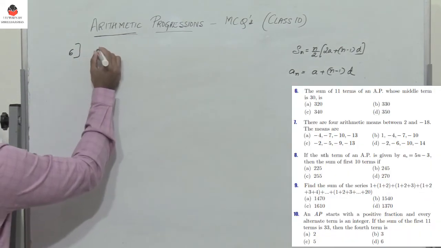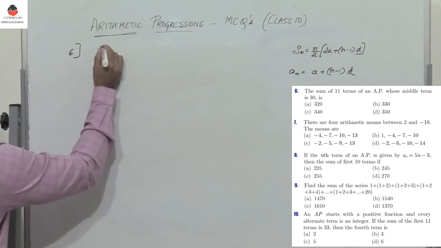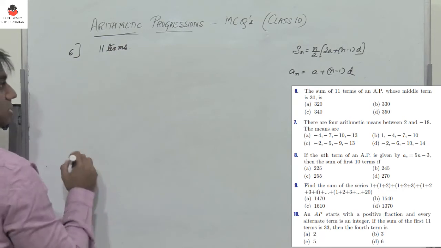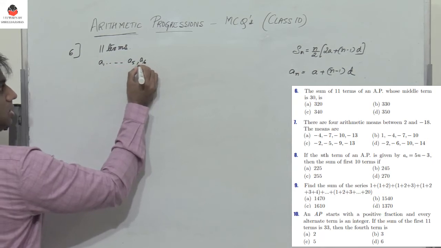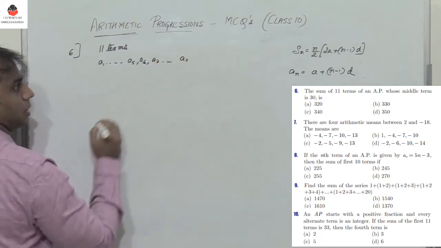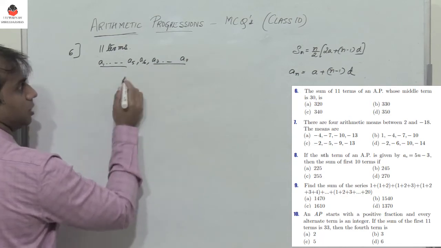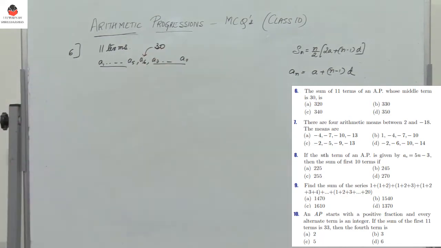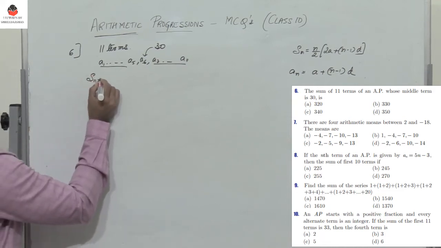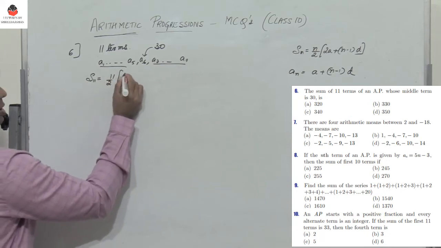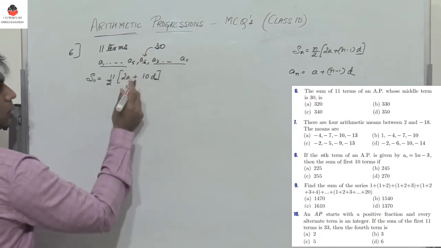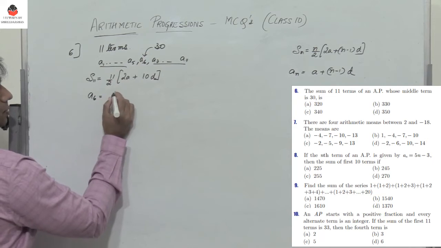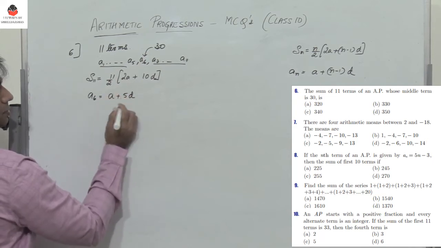The sum of 11 terms whose middle term is 30 is. So you have 11 terms. The middle term is 30. So if I have 11 terms, A1 to A5, A6, A7 to A11, so I have 5 terms here, 5 terms here. The middle term is A6, which is 30. So we need to find the sum of all the 11 terms. So what is S11? N by 2, 11 by 2 into 2A plus 11 minus 1, which is 10 into D. Now what is A6? A6 equals A plus 5D, which is equal to 30.